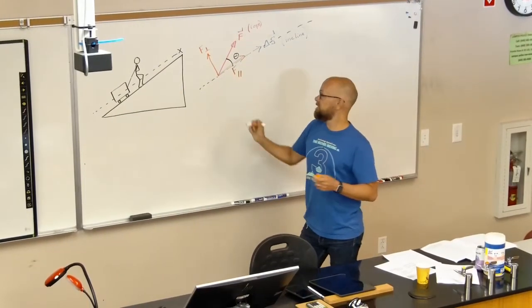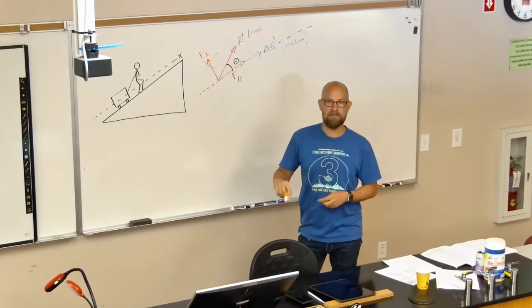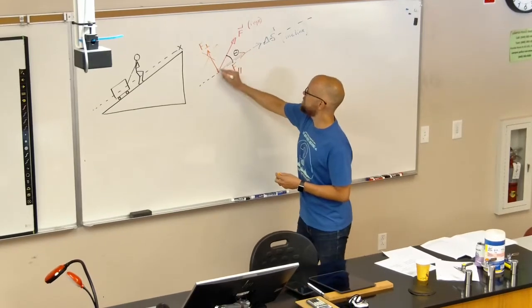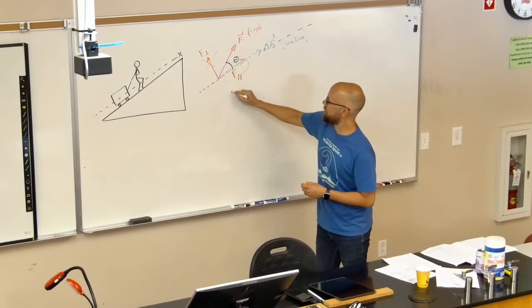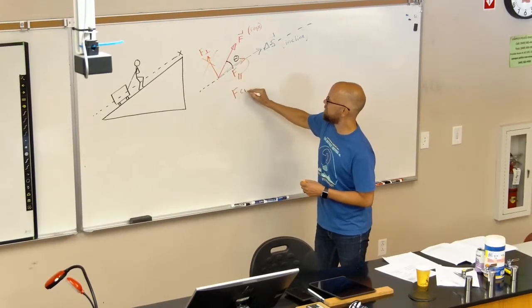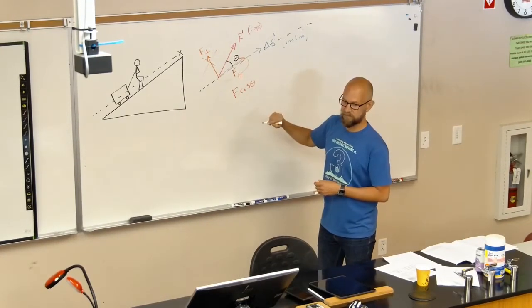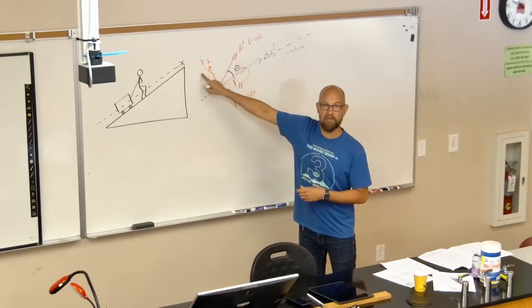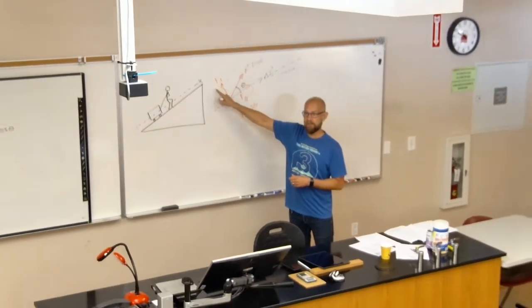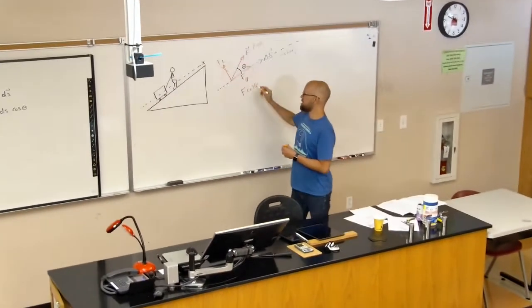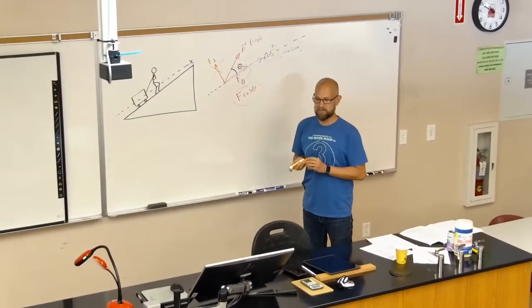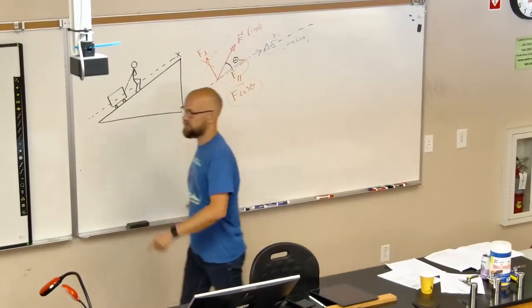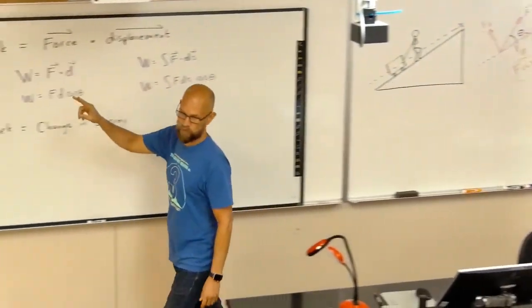And the end result is that this component of the force does no work, and this component does some work. And the way we would calculate this component, it would simply be F times cosine theta. And of course that means this component would be F times sine theta. So in the end, the amount of work done is actually F cosine theta multiplied by the displacement. So let's go over here and take a look at our two definitions for work.